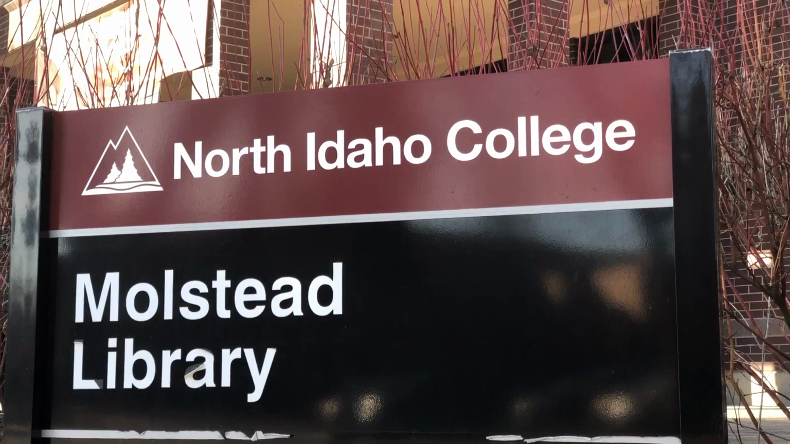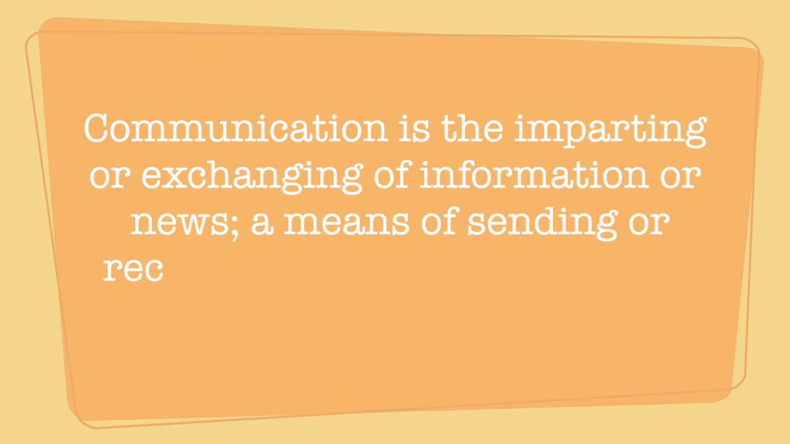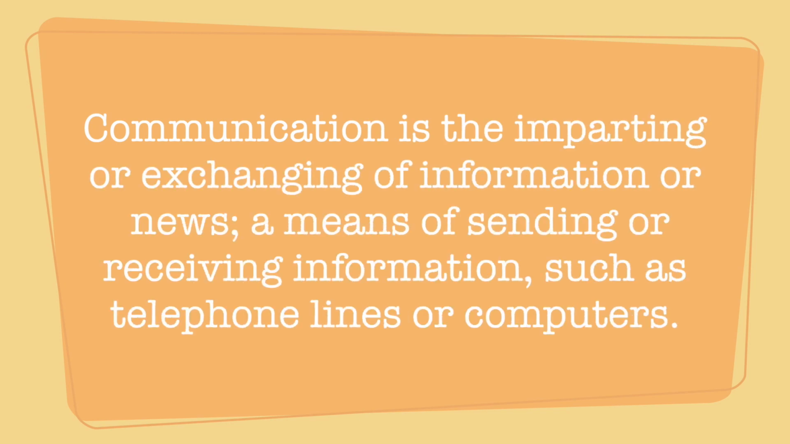I don't know about you, but whenever I need a definition for something, the first place I go is the Google machine. So what does our pal Google tell us about what it means to communicate? Communication is the imparting or exchanging of information or news, means of sending or receiving information, such as telephone lines or computers. Did we really just hear Google reference telephone lines? Who has a landline anymore?